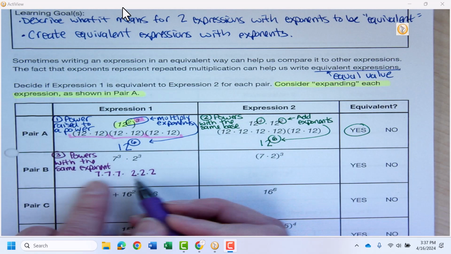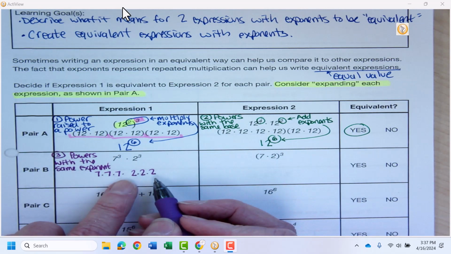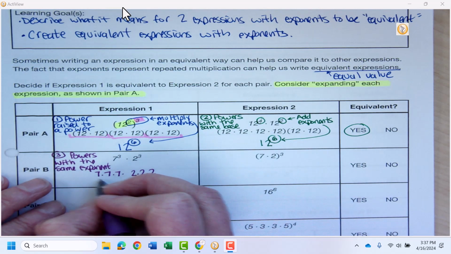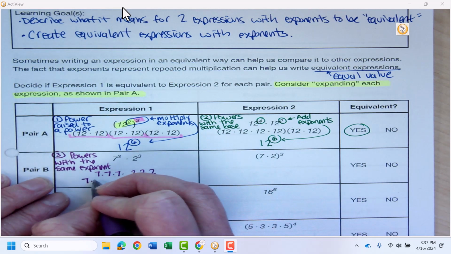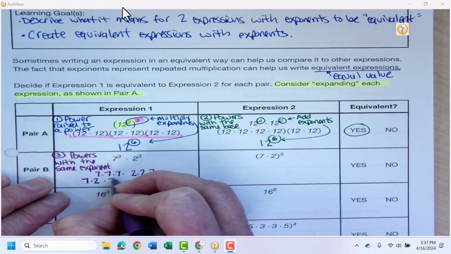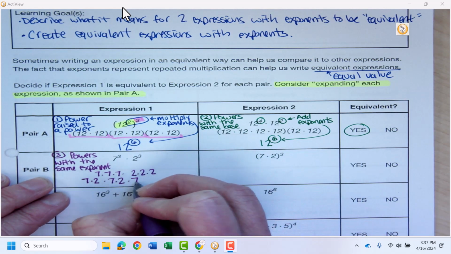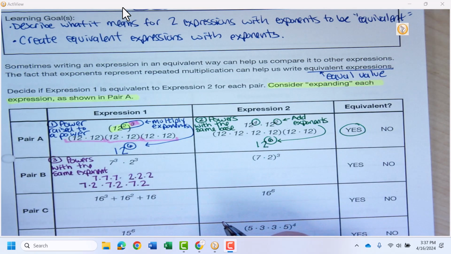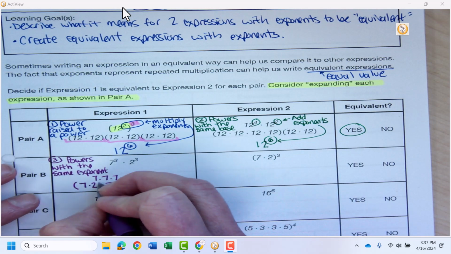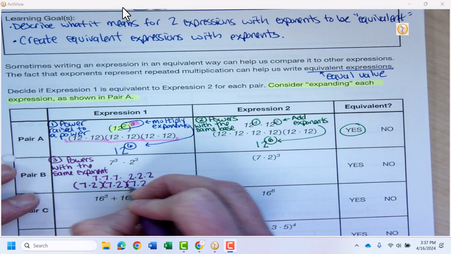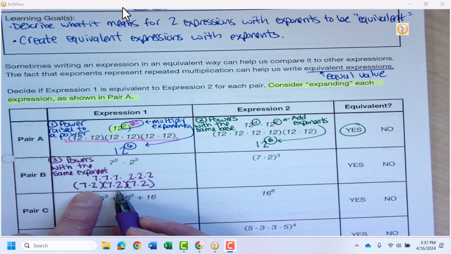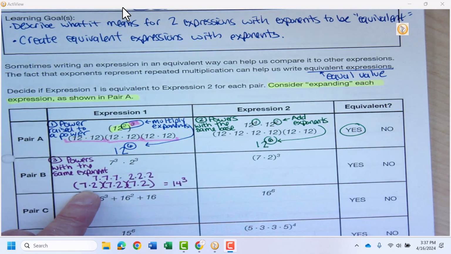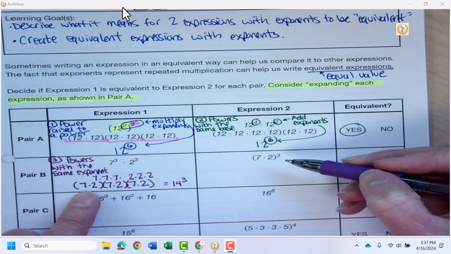And because I have the same number of each factor, I can pair those together. So I can rewrite this as 7 times 2 times 7 times 2 times 7 times 2. I still have a 7 3 times and a 2 3 times as factors, but I can group those together. I could even call that 14 to the third power. Or I can do 7 times 2 to the third power like it shows right here.